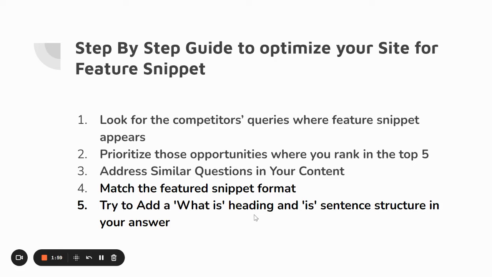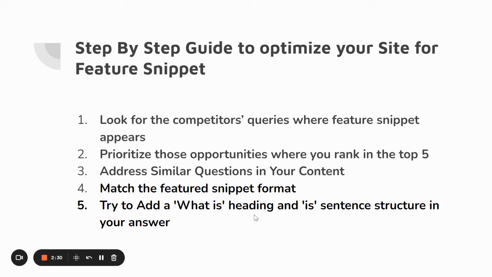So the next section is how you can optimize your website or your web page for the featured snippet. Here is a step-by-step guide. The first step which we recommend is to look for competitors' queries where featured snippets are already appearing. For this, you can use a competitor analysis tool like SEMrush or Ahrefs and look for your competitors' keywords with featured snippet. Gather a list of keywords which matches your requirement.